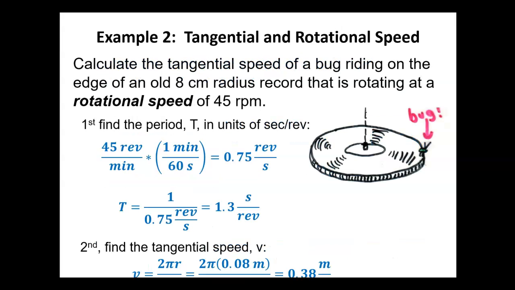So here's an example of that. Here is a bug riding on the edge of an 8 centimeter disc that's rotating at a rotational speed of 45 RPM. The first thing we do is convert that 45 RPM into period, which will tell us the number of seconds it takes the bug to make a full revolution.